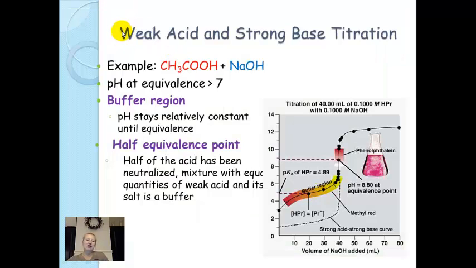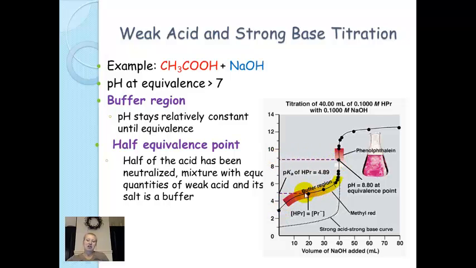So the last type of titrations that we're going to talk about involve weak acids and bases. So here's an example. If we titrate a weak acid like acetic acid with a strong base like sodium hydroxide, our sodium hydroxide is going to dominate the pH at the equivalence point. So if you have a weak acid plus a strong base, your pH is going to be greater than 7 at the equivalence point.